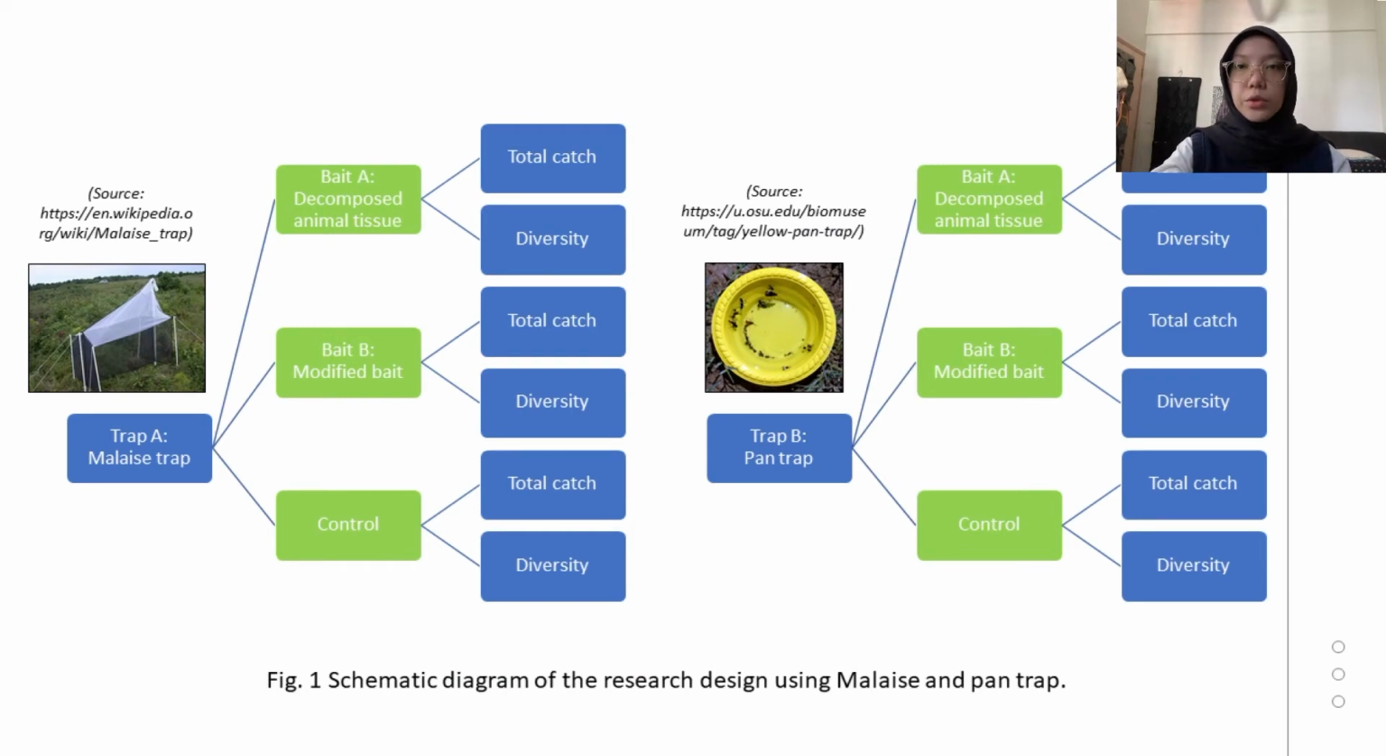Figure 1 shows a schematic diagram on research design. As seen in the diagram, independent variable consists of 2 factors, which are factor 1 traps and factor 2 baits. The dependent variables in this research are total catch and diversity of the species from all traps.